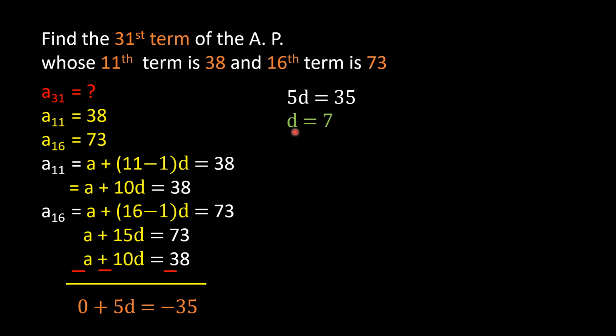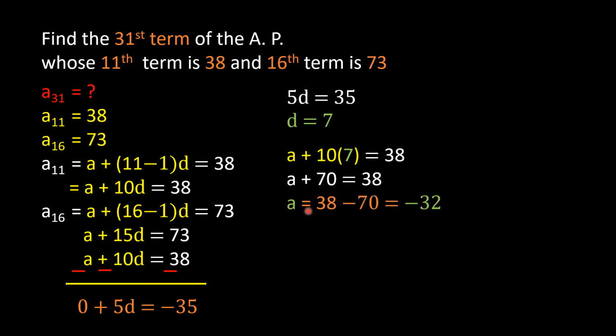Now we will substitute the value of D in the second equation and write A plus 10 times D, which is 7, equals 38, which will be A plus 70 equals 38. So A will be 38 minus 70, which will be minus 32. Now we have A equals minus 32 and D equals 7.